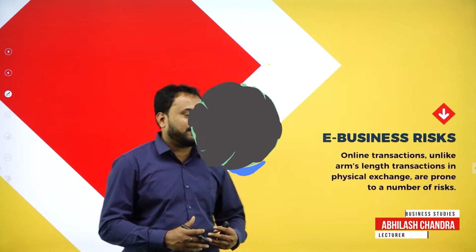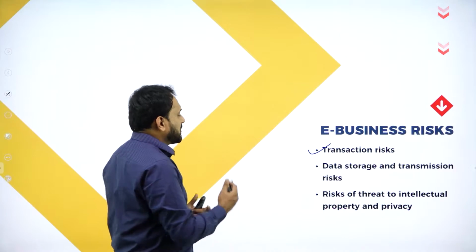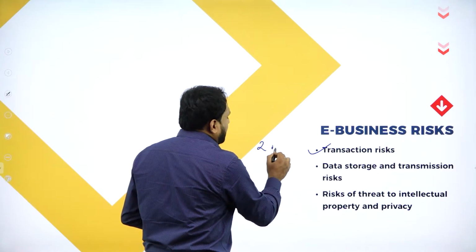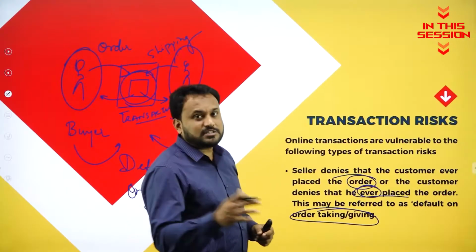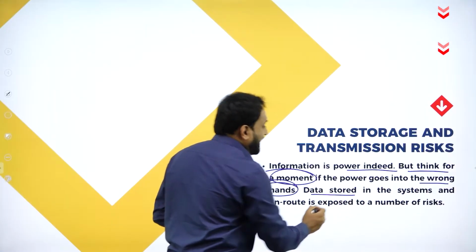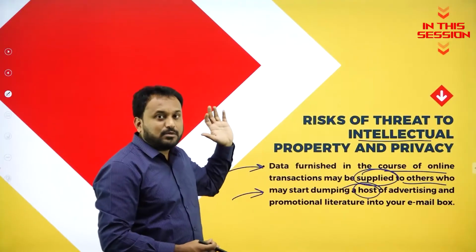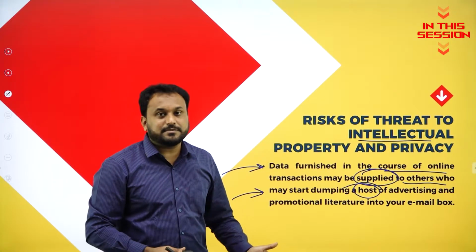The next topic for the day is e-business risk. And here transaction risk is a very important one. You will get it for 2 marks. No business is going to happen between them because there is default data stored in the system and it is exposed to people who will actually dump their advertisements in your system.